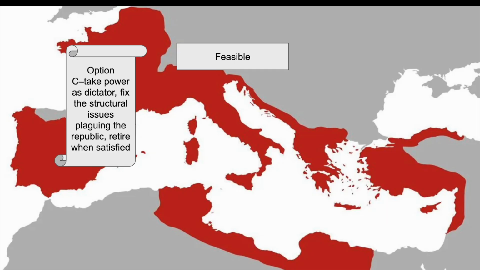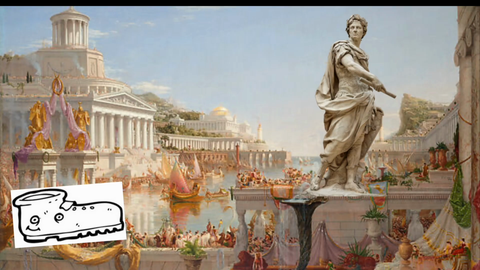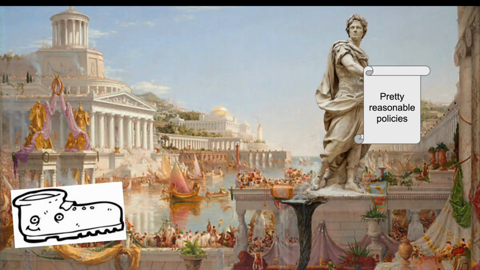Or Caesar could take a third option: take power as dictator, fix the structural issues plaguing the Republic, and then finally retire when he was satisfied. Now, it's debated if he actually would have retired, but many ancient historians believe he would. They claim that he intended to retire to a life of leisure after fixing the Republic. As dictator, Caesar's policies were pretty reasonable, or at least his public policies.